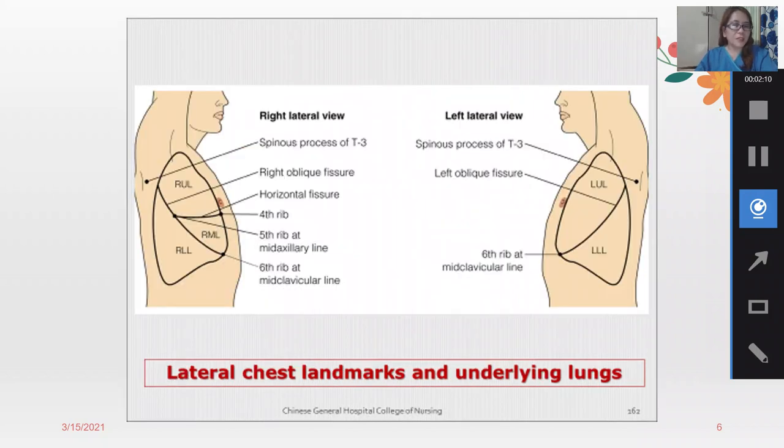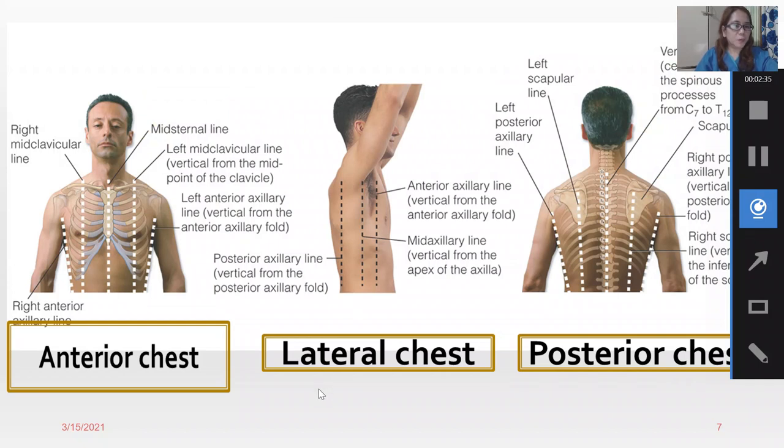But, if the patient is on the lateral view, of course, you have to remember that the right lung has three lobes. And so, the lateral view for your left lung. So, kitang-kita mo dito yung left upper lobe and the left lower lobe. Okay. So, ito yung view na anterior chest, lateral chest, and posterior chest.